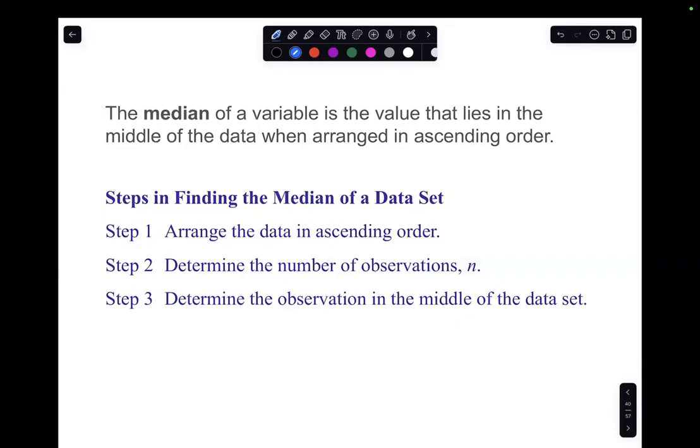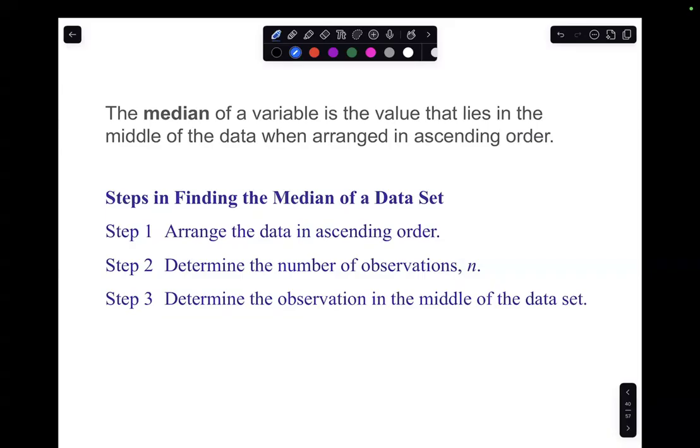So the first thing you do is you take it and you order it from smallest to largest, and you figure out how many there are, and you're going to figure out where the middle of that data set is. And that middle number is the median. Most of the time, there's not really any math involved. You just have to be careful with organizing.